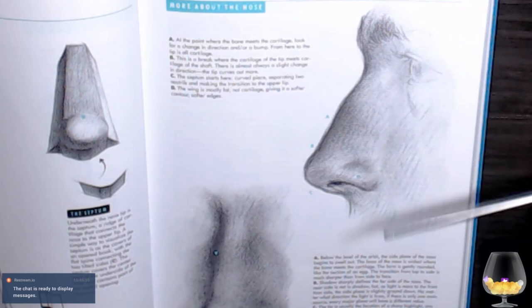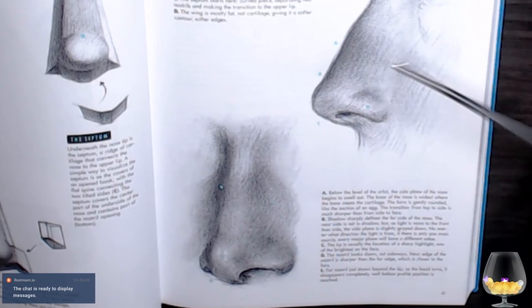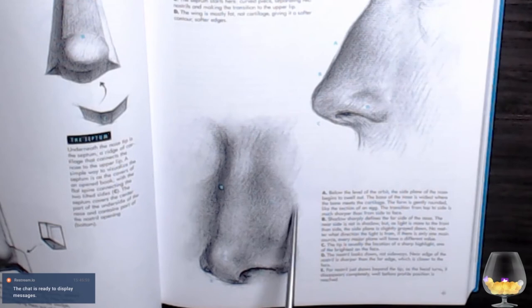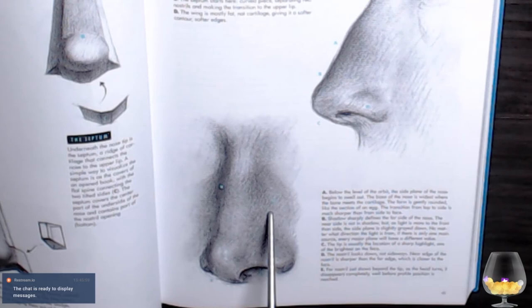Okay. And then, let's see, this is A, this chunk here. A, below the level of the orbit, the side plane of the nose begins to swell out. The base of the nose is the widest where the bone meets the cartilage. The form is gently rounded like a section of an egg. The transition from the top to the side is much sharper than from side to face.